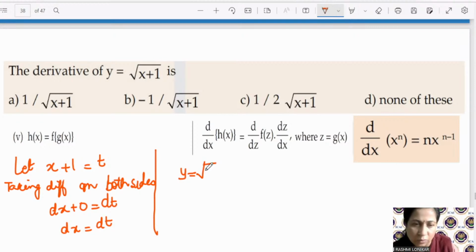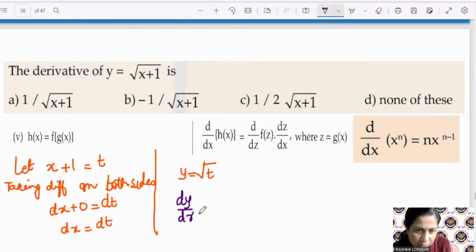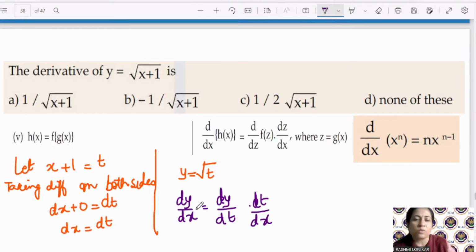Y will be equal to square root of t. But what have they asked me? They have asked me to find derivative of y with respect to x. So dy by dx is equal to dy by dt into dt by dx. This is what I am using. So this is equal to d by dt of square root of t into dt by dx.